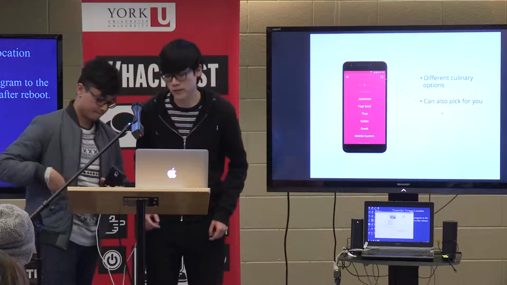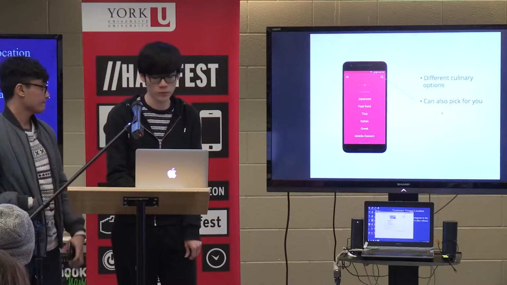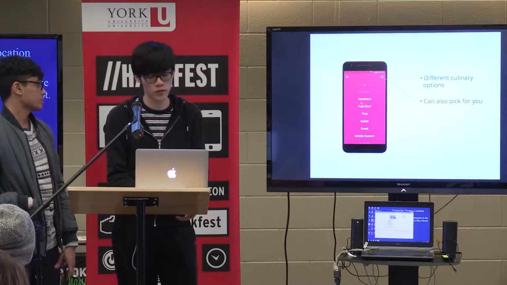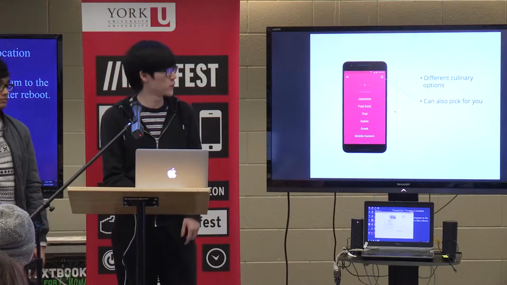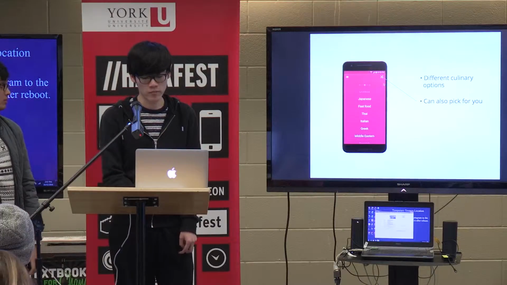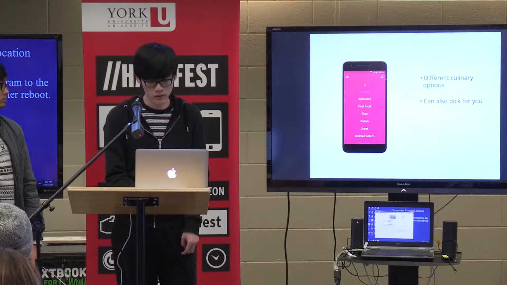Yeah, so this is the second step. You can choose what kind of food you want. So you can choose Japanese, fast food, Thai. Also, it can pick for you if you press this button.